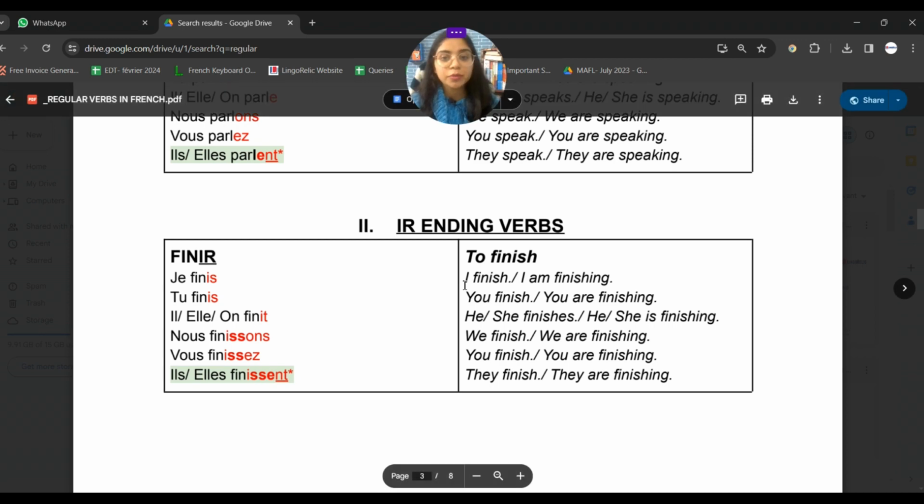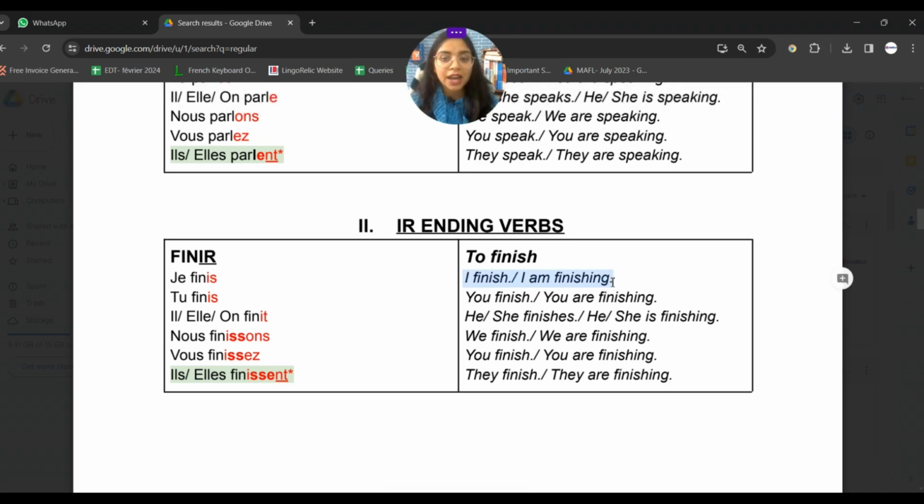Je finis would mean I finish, and also it would mean I am finishing, because this is the same rule valid for this group as well. The simple present and the present continuous are the same in French. Then you have tu finis, which means you finish, you are finishing. Il, elle, on finit, he, she finishes, he, she is finishing. Nous finissons, we finish, we are finishing. Vous finissez, you finish, you are finishing. And ils, elles finissent, that means they finish and they are finishing.